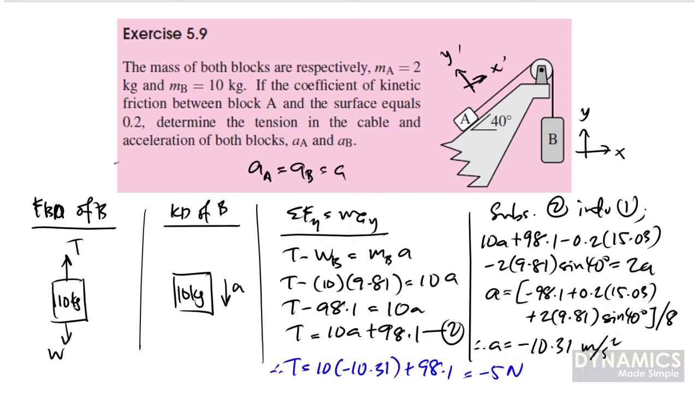The problem lies with my equation here. I forgot to put a minus sign at the acceleration. In this case, B is moving downward. So A here should be negative. Should be negative A. So the sign here should be minus sign. We have minus here, minus here. So here we have minus 10A plus 98.1. Right? So once we have that, here it should be minus sign there.